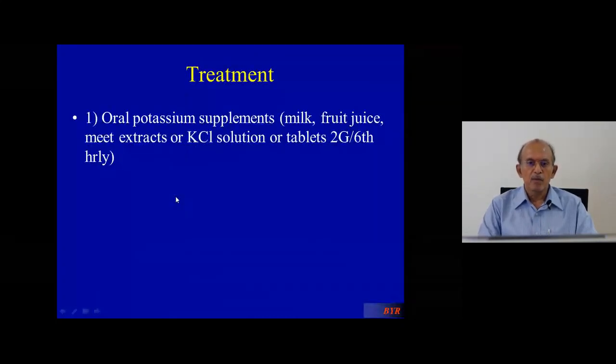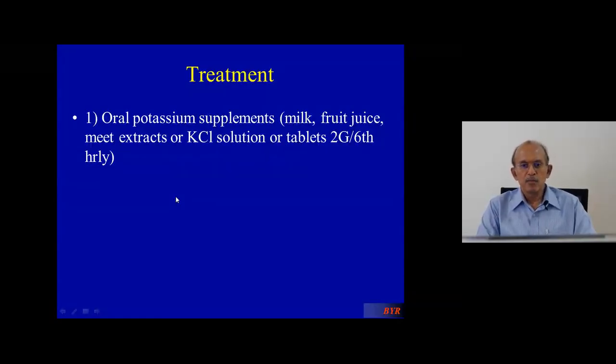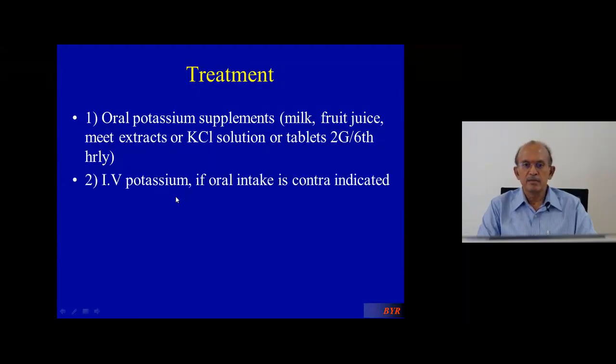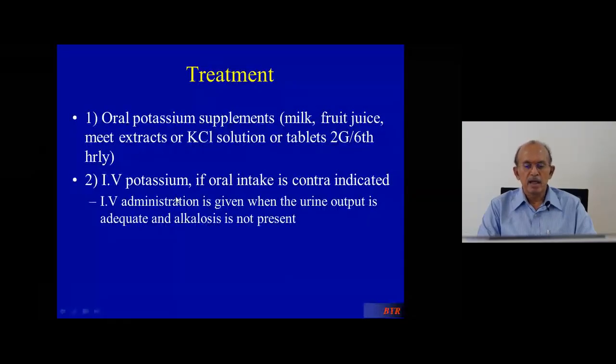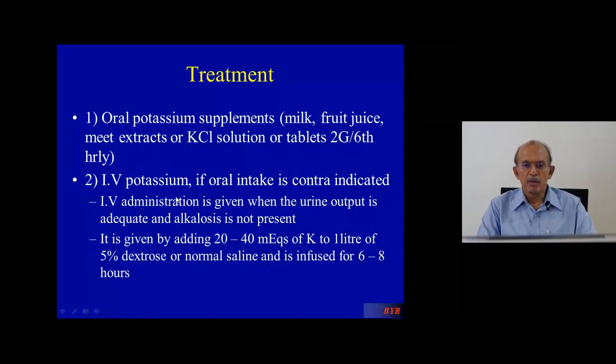Treatment of hypokalemia: oral potassium supplements like milk, fruit juice, meat extracts, or potassium chloride solution or tablets, 2 grams 6 hourly. So if they are administered, the potassium will be corrected. IV potassium if oral intake is contraindicated. IV administration is given when the urine output is adequate and alkalosis is not present. It is given by adding 20 to 40 milliequivalents of potassium to 1 liter of 5% dextrose or normal saline and infusing it over a period of 6 to 8 hours.